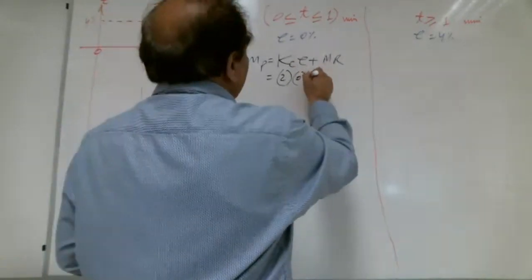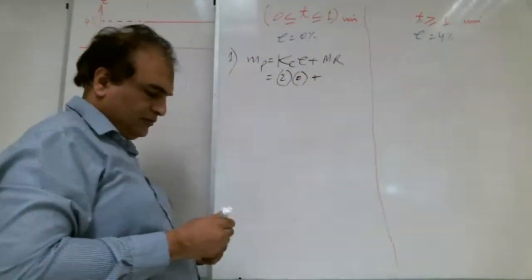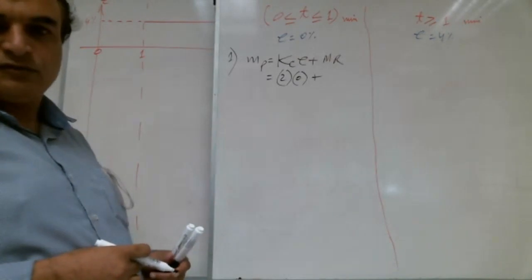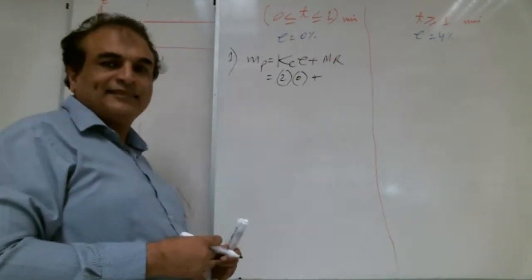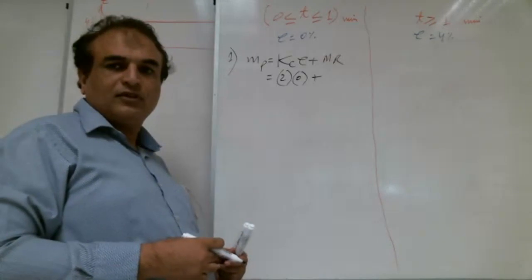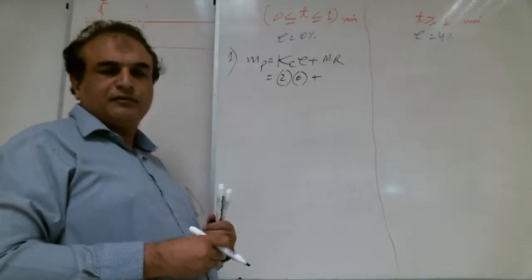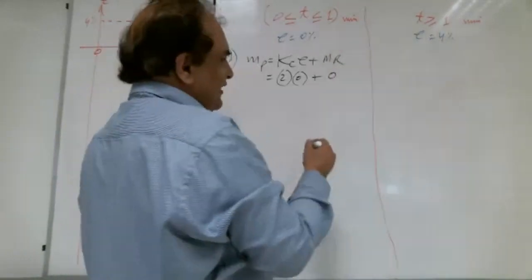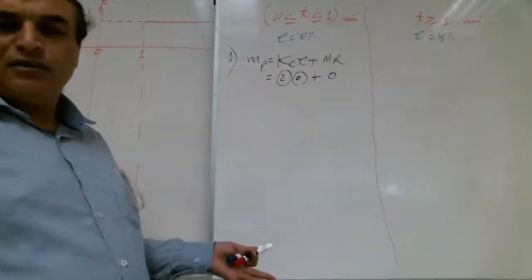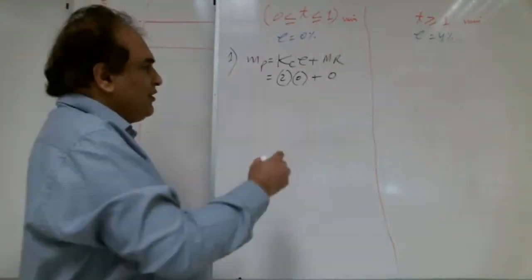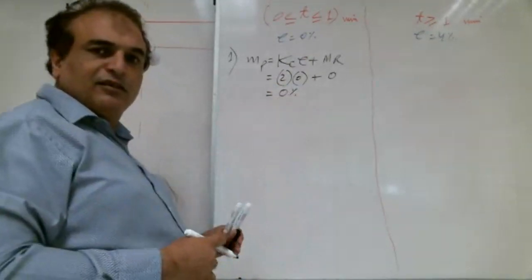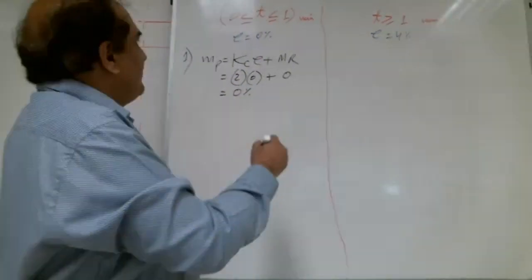0. Very good. How much is MR? It is not given, so take it as 0. That's very good. Brothers are writing 0. So altogether MP is 0%. Okay.